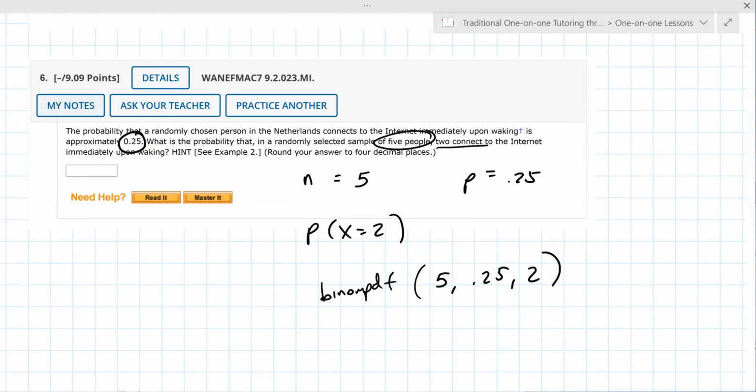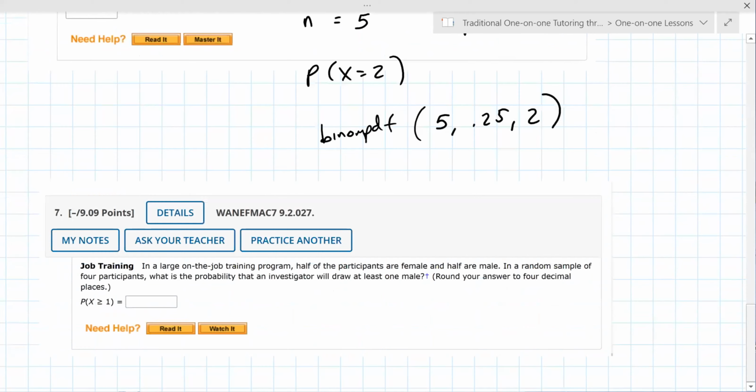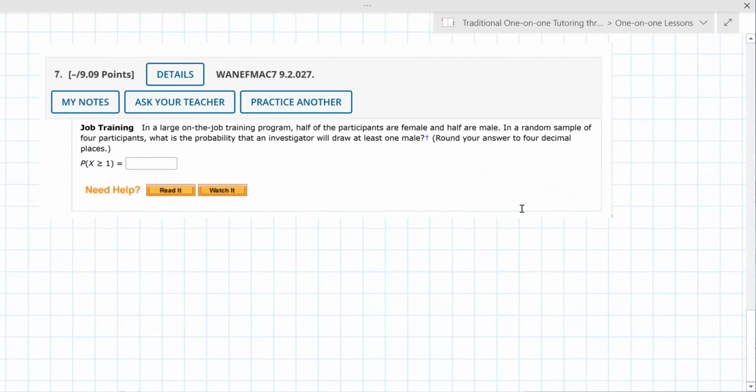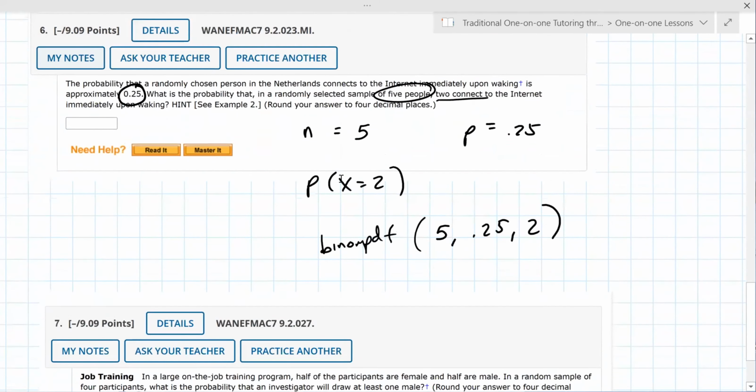All right, 7 is actually a good one for us to do together because it is a variation on this. So 7 here, let me snip this in. Let me know when you're ready for us to go through 7. It says that I did that one right. So trials 5, P is 0.25, X value 2. I probably should have rounded the 6 to a 7. That's probably why. Okay, yeah, all good.